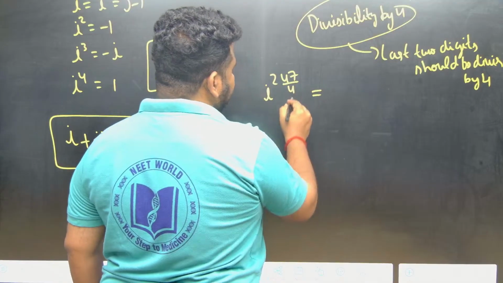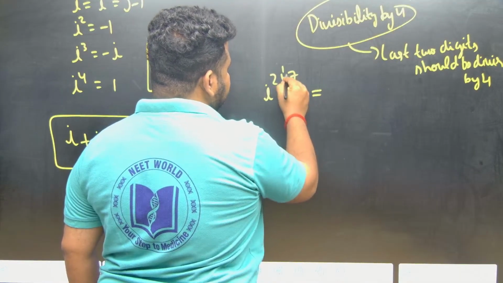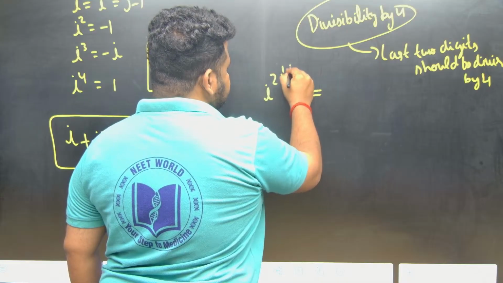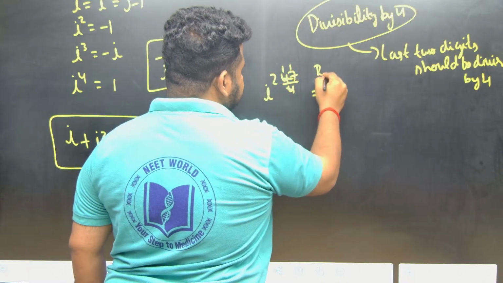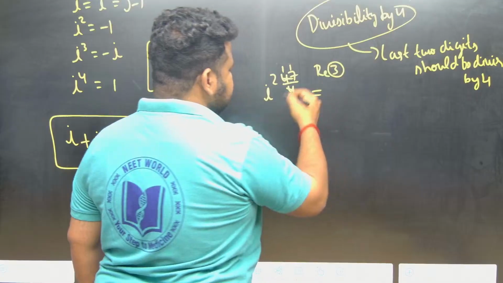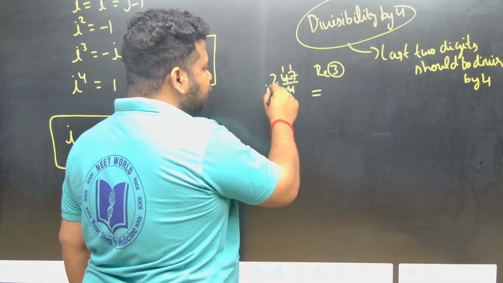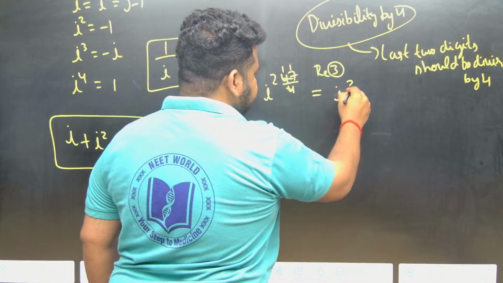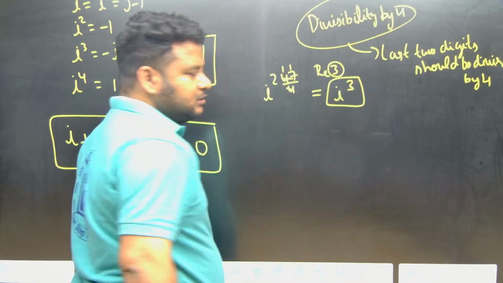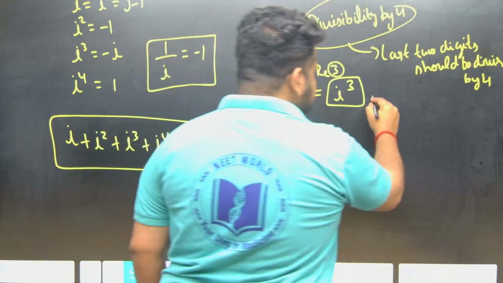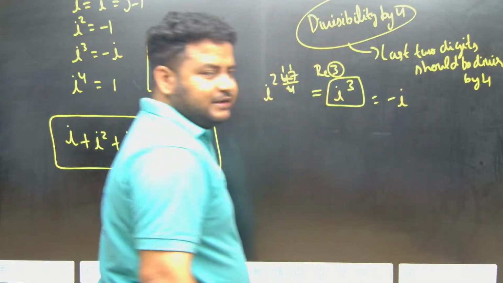If I divide by 4, what am I getting? 4 ones are 4, and 4 sevens are 28. The remainder is 3. So once I get the remainder 3, this entire value, I power 247, becomes I power 3. Whatever is the remainder, write it as the power of I. So I cube, the value is minus I.